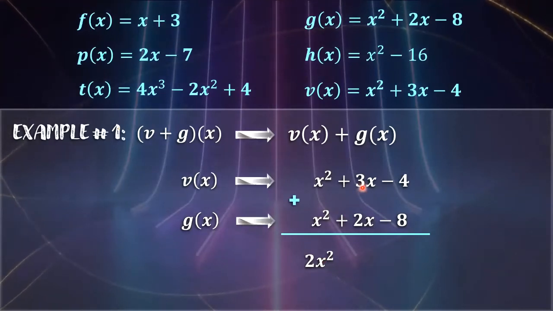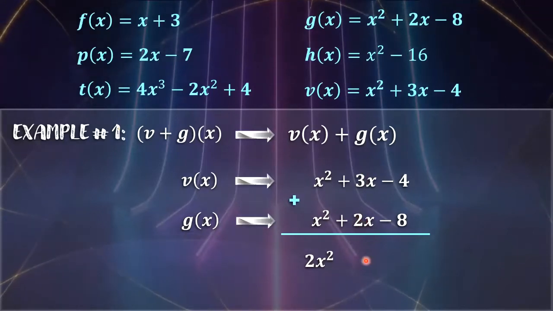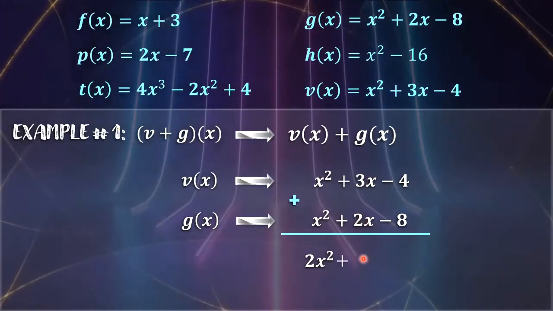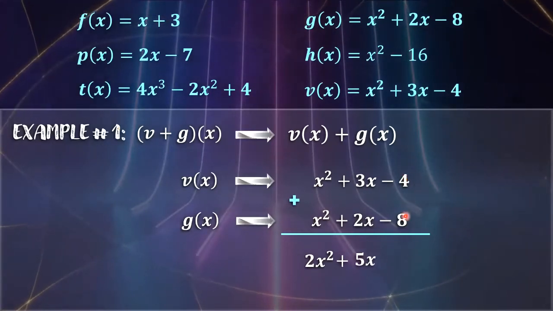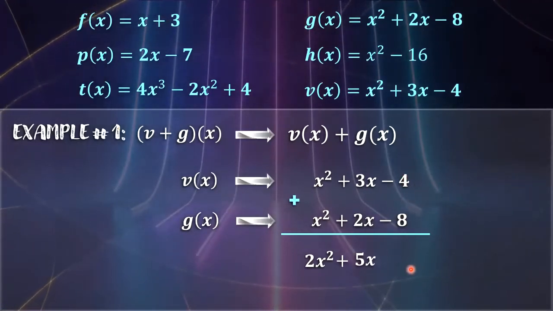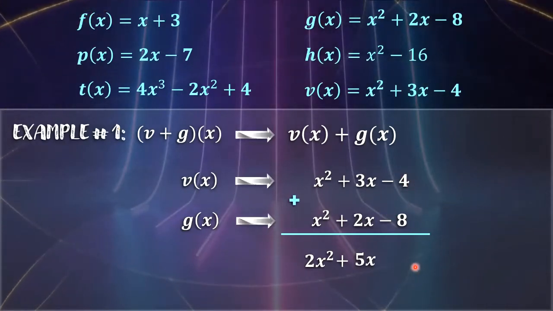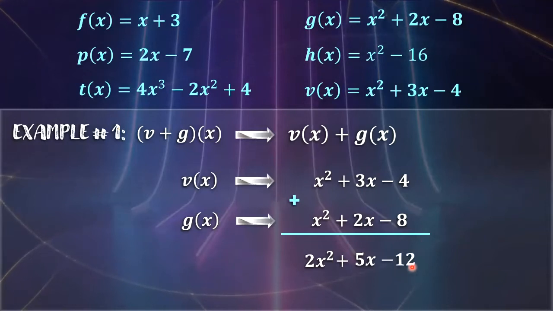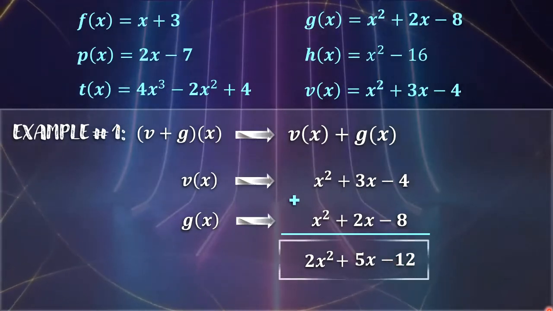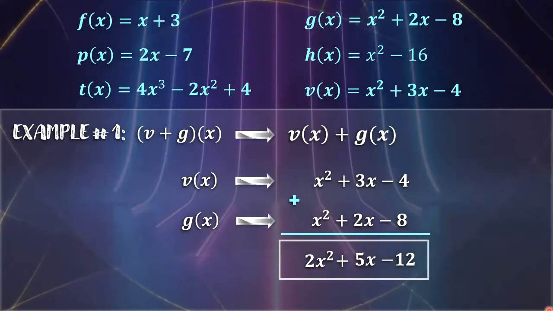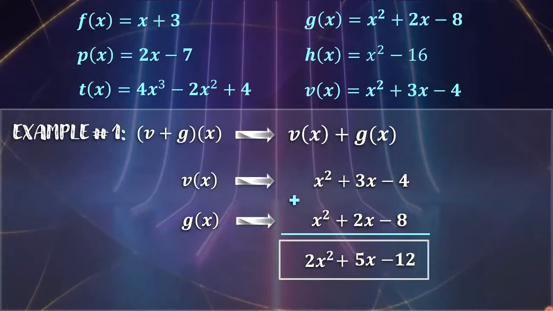Second term, we have 3x and 2x. Add the coefficients. 3 plus 2, that's 5. And then copy their common variable. That's why it's 5x. And for the last term, negative 4 and negative 8. Same sign, we need to add. 4 plus 8 is 12, and then copy their common sign, which is negative. Therefore, the sum of v of x and g of x is 2x squared plus 5x minus 12.